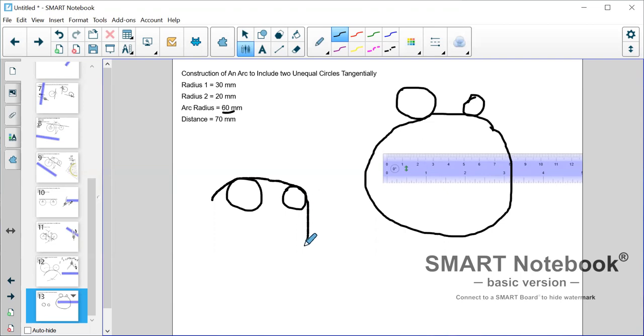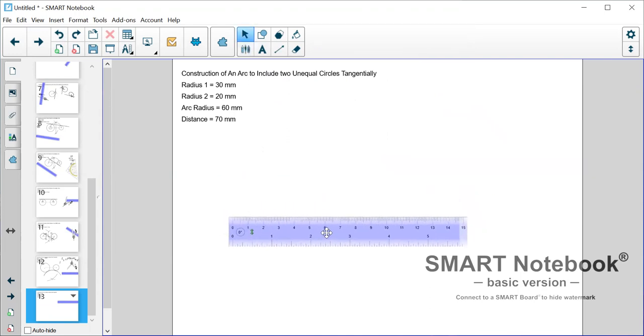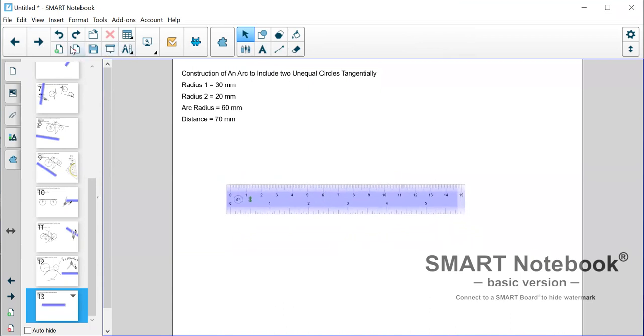And if we complete the circle, it will be like this, right? So the two circles are on the inside. That is why we say it includes the two unequal circles, as compared to the other one where the two circles are excluded. So that's the concept and the idea behind this construction. The two circles would be on the inside of the arc, basically.